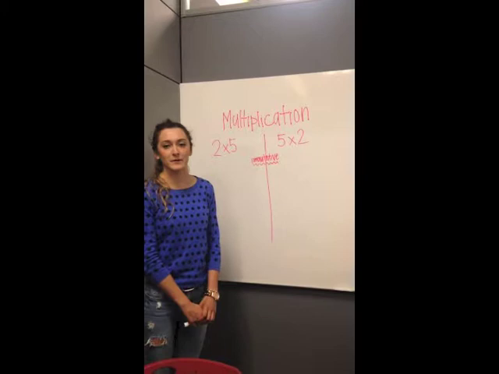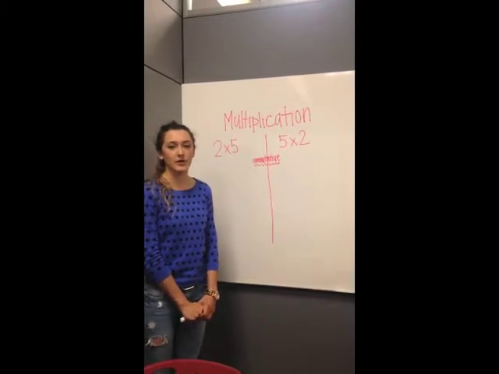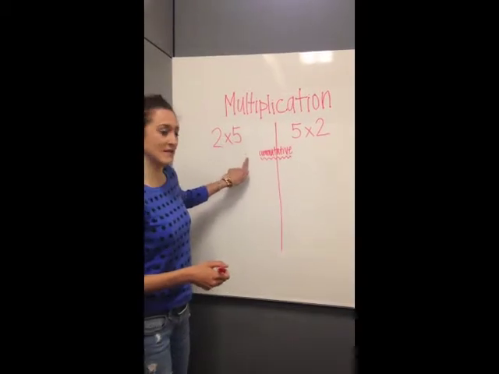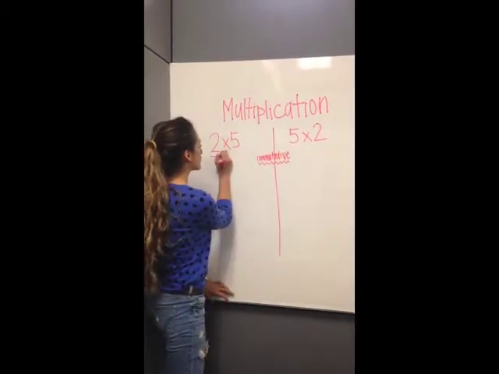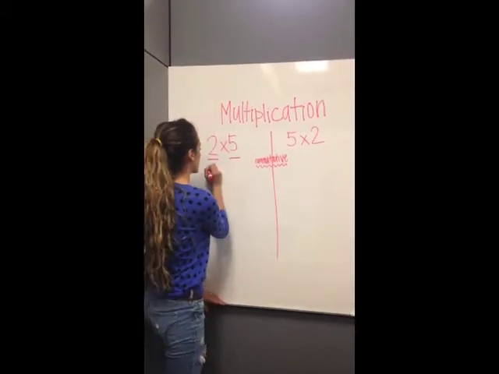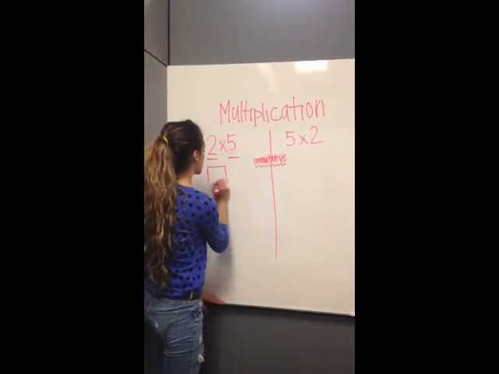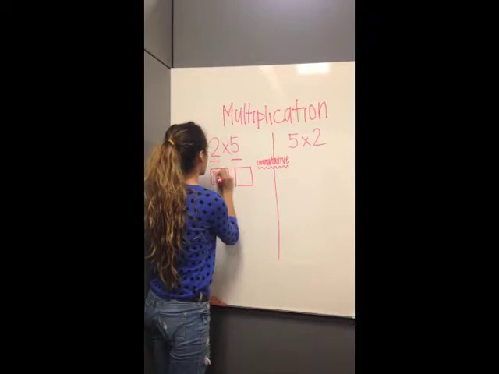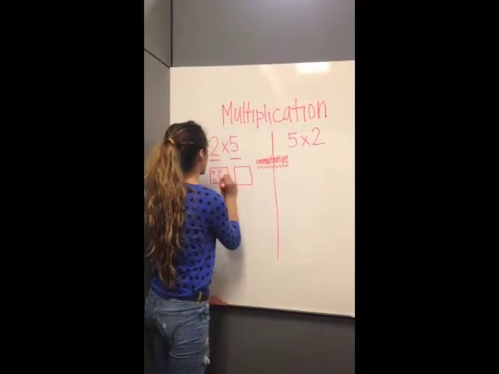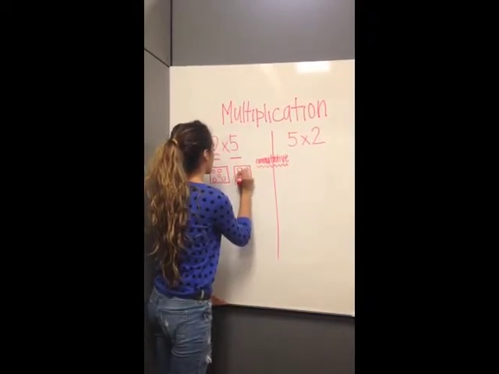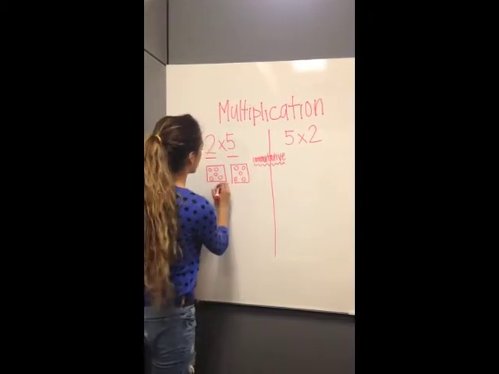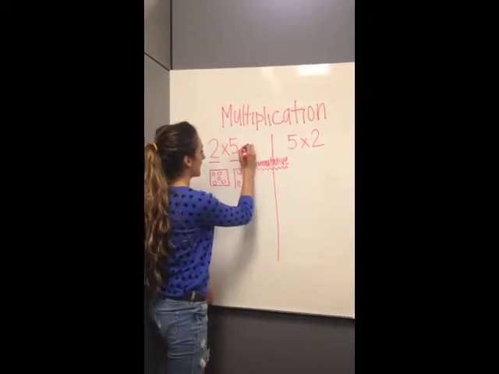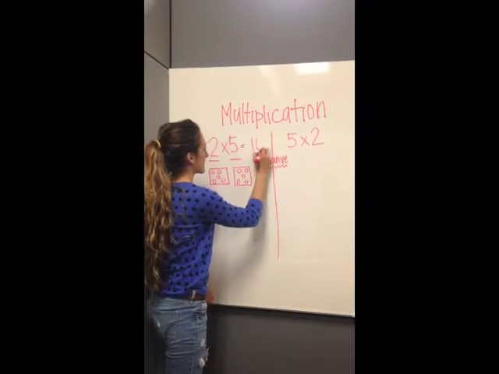Hello students, today we're going to be learning about multiplication, but before we dive in, let's have a quick review. First we'll look at the problem 2 times 5. This means there's 2 groups with 5 in each group, and this is how we would represent that. So we have 2 groups with 5 dots in each one, and that equals 10.